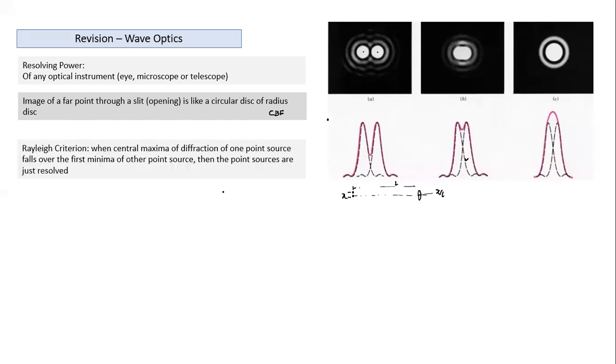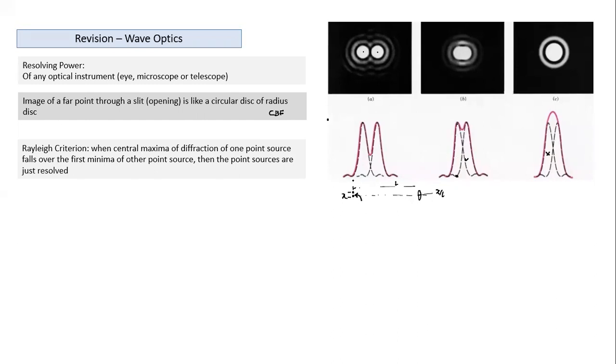So like a circular disk, Rayleigh has laid down a criterion: what should be the minimum separation which we can distinctly notice? There are two kinds of situations where we don't have a doubt whether there are 2 points or 1 point. This is the central maxima of diffraction of one point. If it coincides with the minima of the diffraction pattern due to the second point source, then we are just able to resolve these 2 points. If they are any closer than that, we are not able to resolve. So that becomes the minimum criterion.